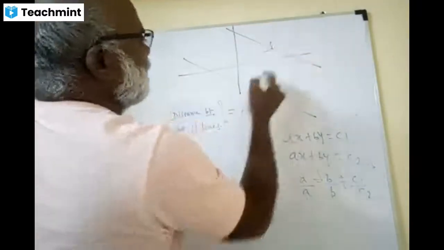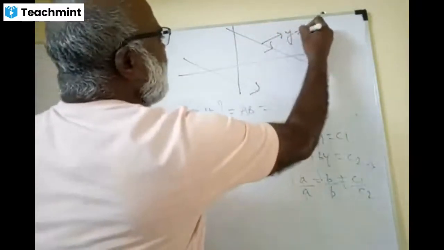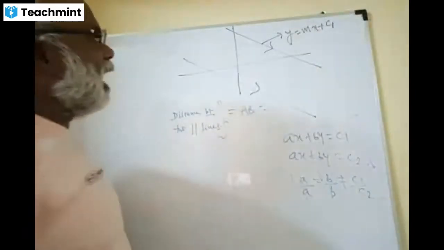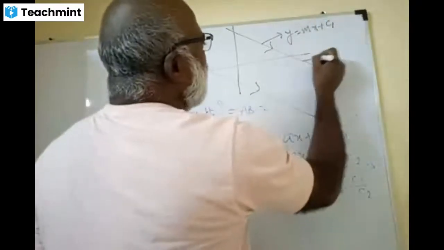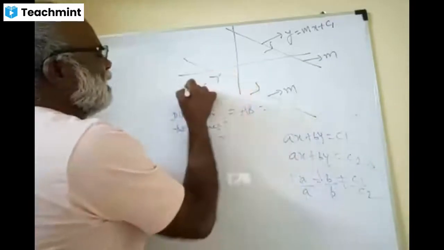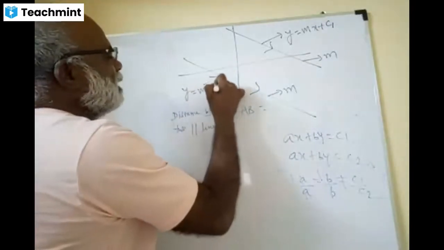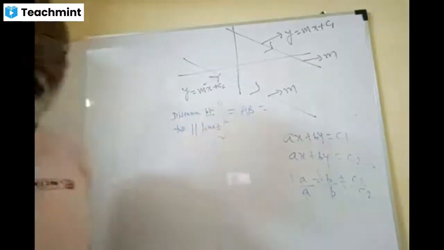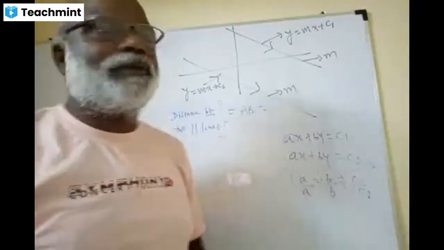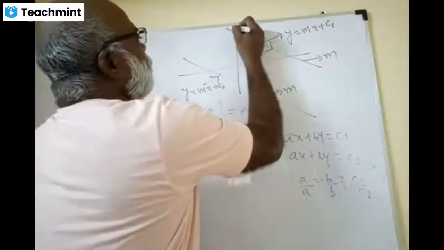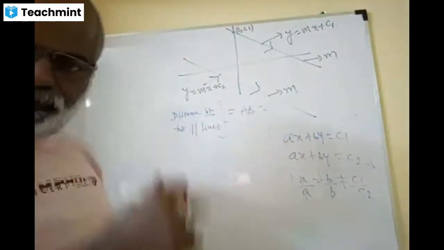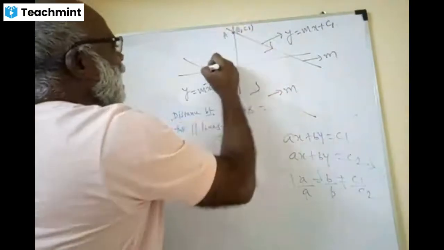This is the first line, whose equation is y equal to mx plus c1. And parallel lines mean what? Whose slope is m and whose slope is also m. So what is the equation of this line? y equal to mx plus c2, my dears, because they differ only in the intercept. What is c1? Y-intercept. This point is called (0, c1). Yes or no? Yes, sir. Let us call this point A and this point B.